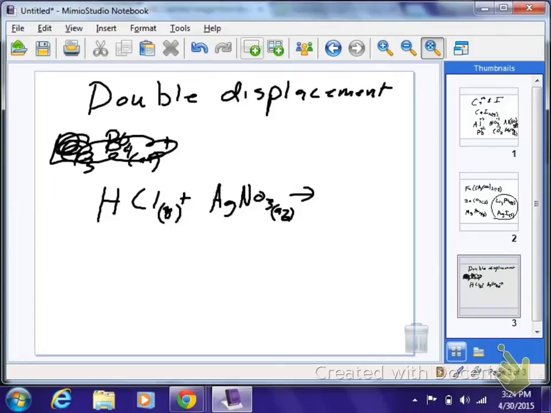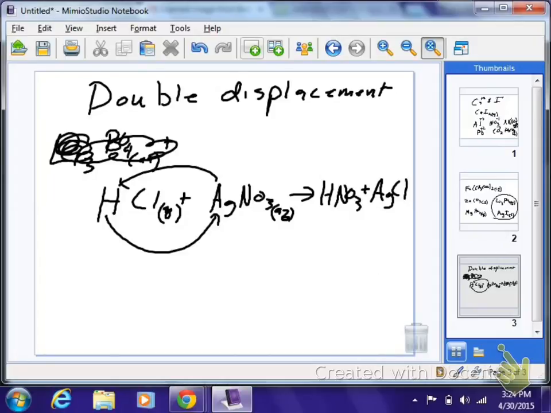So, this thing called double displacement. This is what you're going to do. There's two elements that are going to switch places with one another. H is going to go where Ag is, and Ag is going to go where H is at. And they switch places. So when they switch places, on the right side, H goes with NO3, and Ag goes with Cl. Okay, does that make sense?